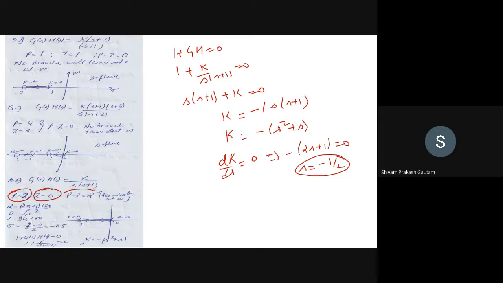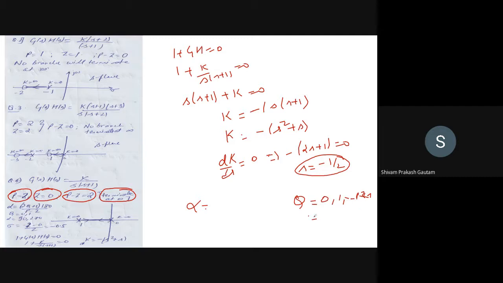So P minus Z is equal to 2. So that means two branches will terminate at infinity, which is given here. How the branches will terminate at infinity, you have to calculate the asymptote here. So Q in this case will be 0, 1, 2 up to P minus Z minus 1. So P minus Z minus 1 will be equal to 1.